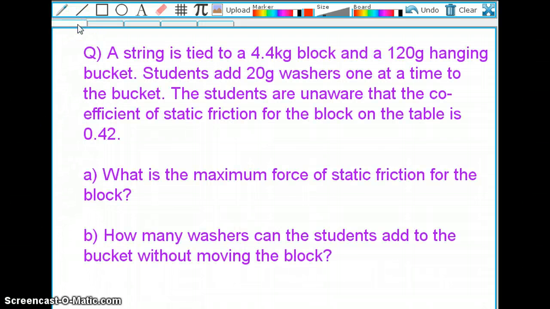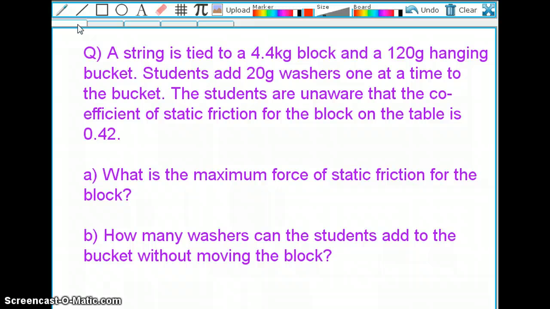So the question for this video is: a string is tied to a 4.4 kilogram block and a 120 gram hanging bucket. Students add 20 gram washers one at a time to the bucket. The students are unaware that the coefficient of static friction for the block on the table is 0.42. So part A of the question asks, what is the maximum force of static friction for the block? And then part B, how many washers can the students add to the bucket without moving the block?